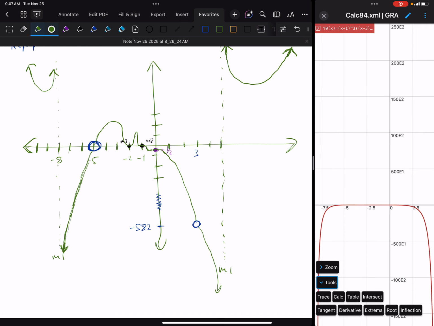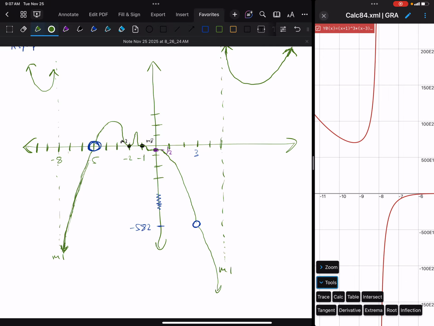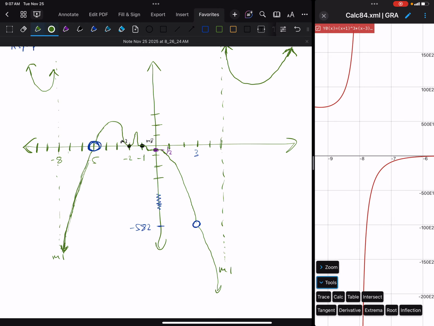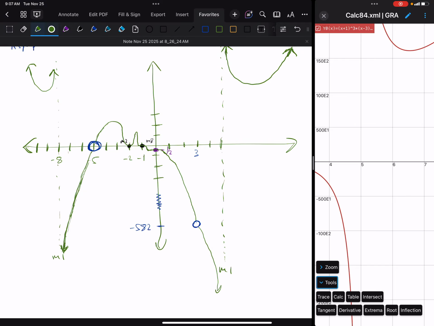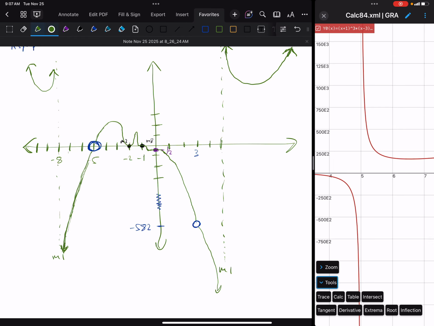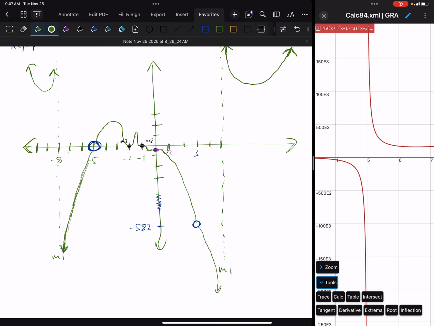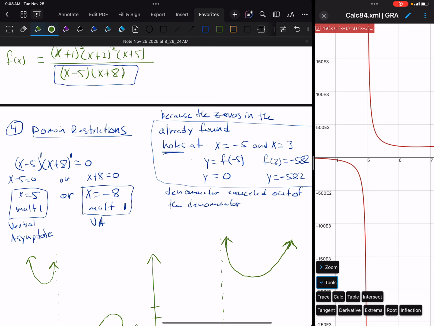And if we zoom in on our x-axis here, you can see that -8 is where that vertical asymptote is. And you can see that if I keep zooming out on the y, that 5 is where that vertical asymptote is, which is, I didn't label it, but if we count 1, 2, 3, 4, 5, that's where I put that one, and that's where I said it would be from the math.